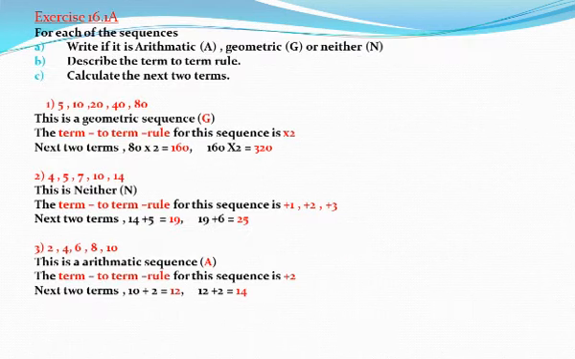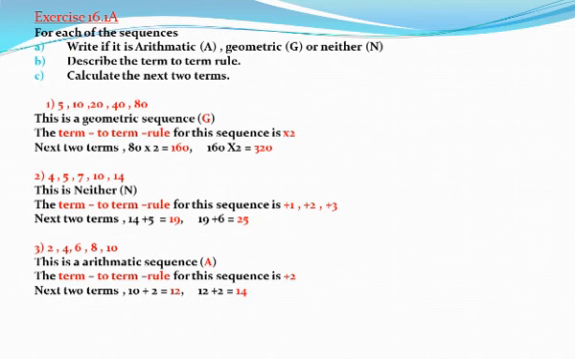Let's see the examples. Exercise 16.1a. In your student book, page number 155. For each of the sequences, write if it is arithmetic, A, geometric, G, or neither, N. Describe the term-to-term rule. Calculate the next two terms.